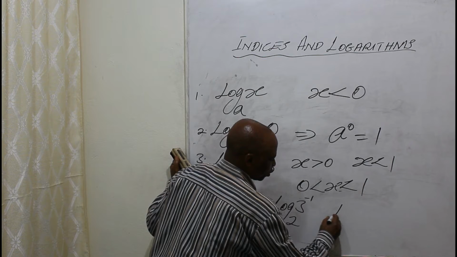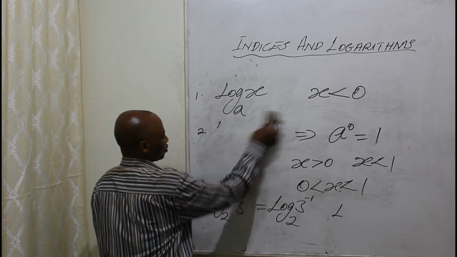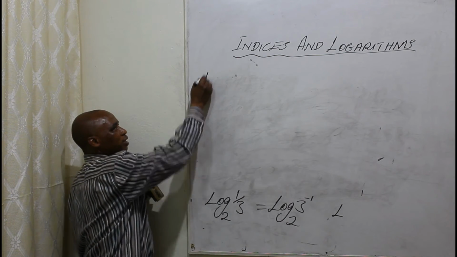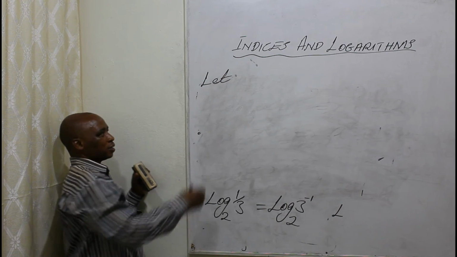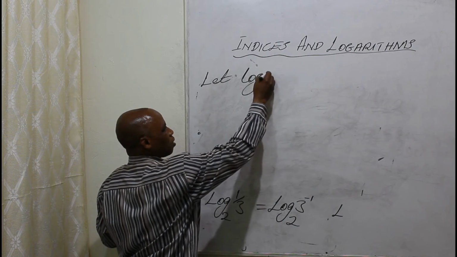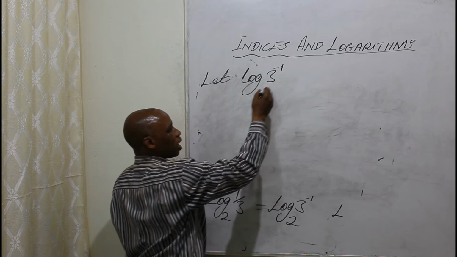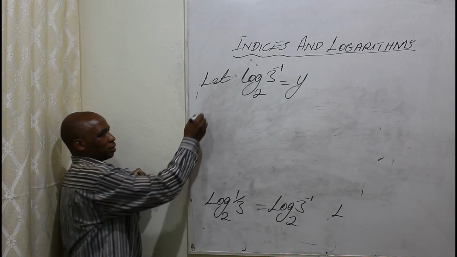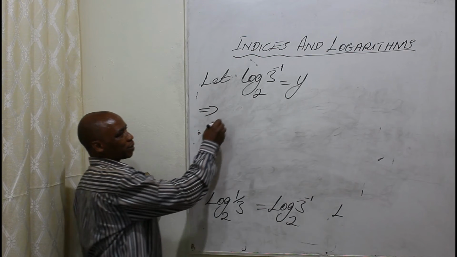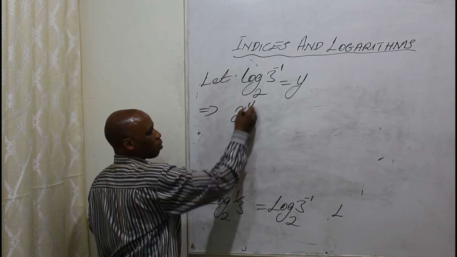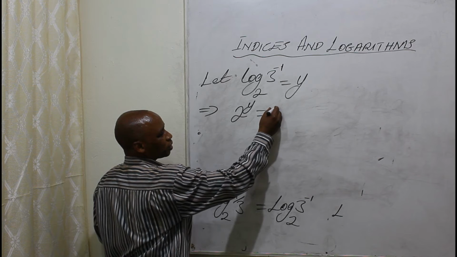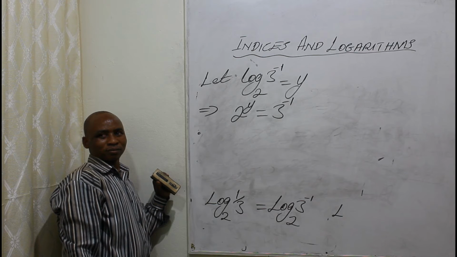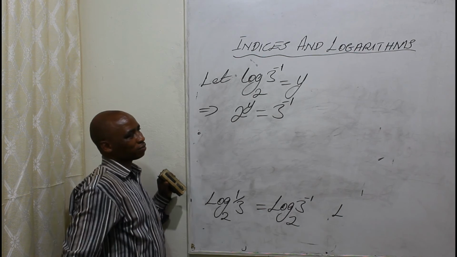Then, if you should let the log of 3 raised to the power -1 to base 2 be equal to a variable y, then in index form we will end up getting 2 raised to the power y being equal to 3 raised to the power -1. Hence the value.